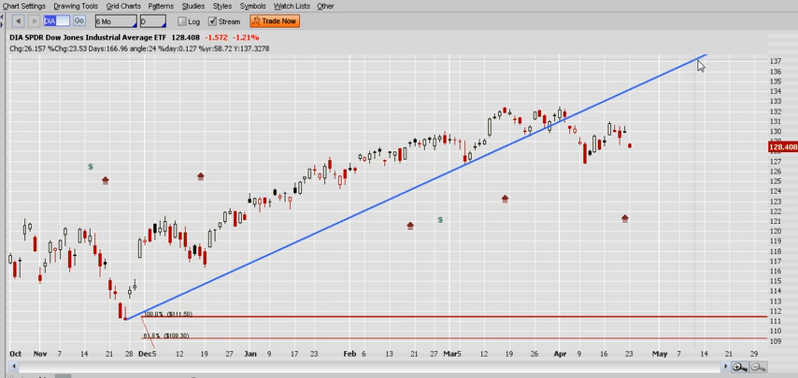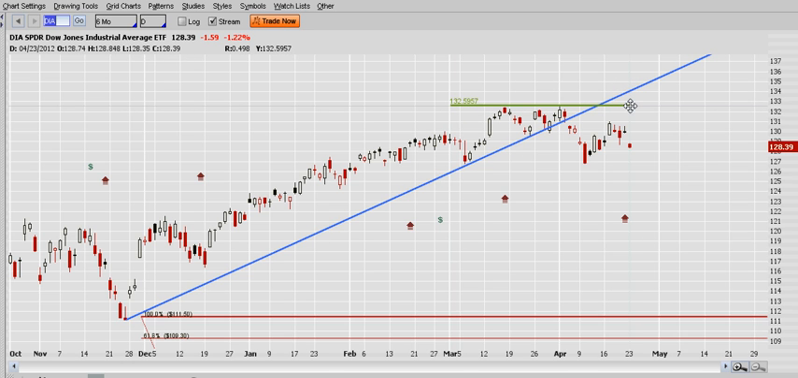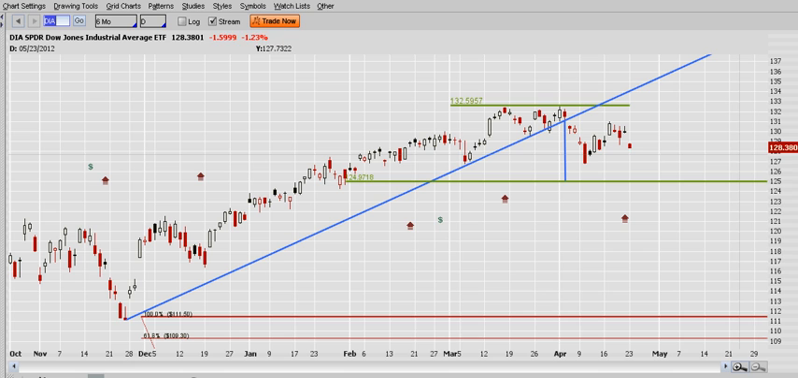Trend line. Okay, upper trend line. Bracket top to bottom, duplicate, and from the bottom. Okay, so the target is right there at about 12,500 on the Dow. So that's the first part.